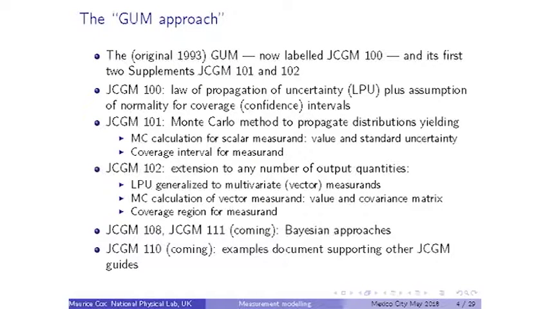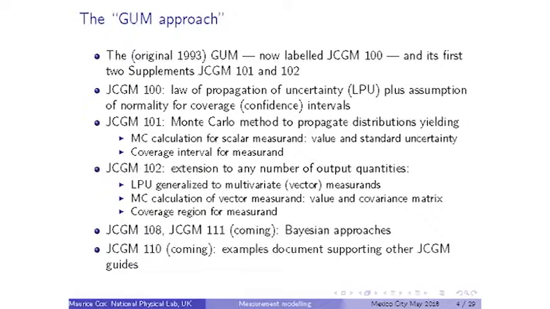JCGM 101 includes a Monte Carlo method for propagating distributions, yielding, for a scalar measurand, a value and standard uncertainty computed from the PDF or the histogram so produced. And we also provide a coverage interval or confidence interval for the measurand.